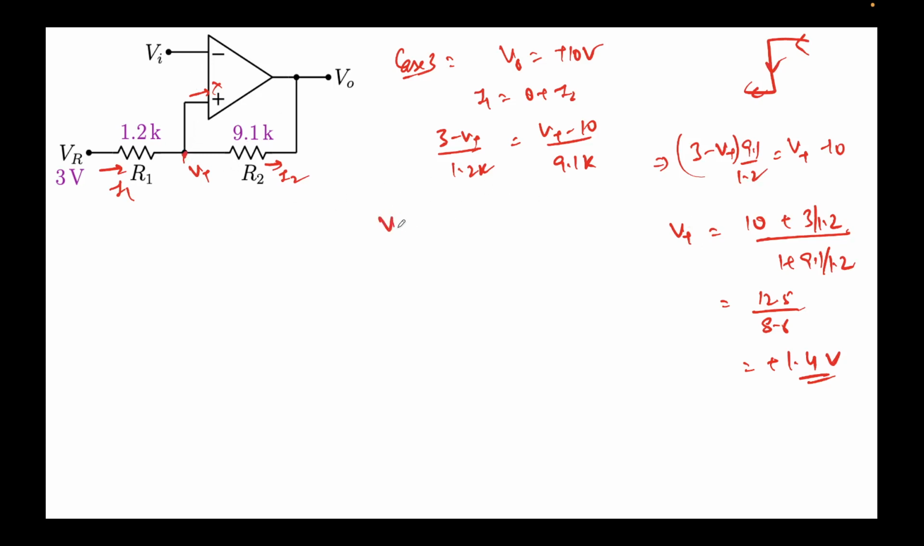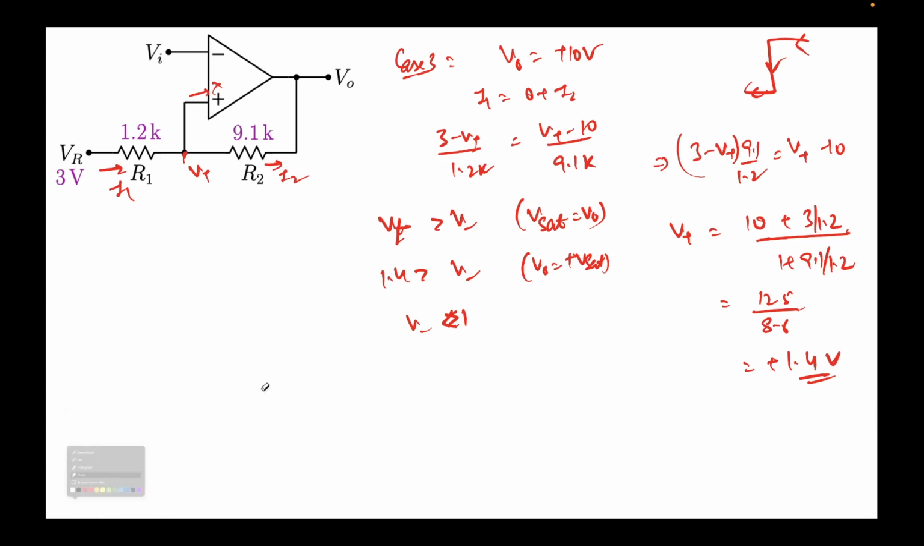So this will remain true when Vi is, so V plus, if it's larger than V minus, we'll stay at plus V sat, right? So what is the value of V plus? 1.4, should be greater than V minus, if V out has to stay at V sat. We are interested in the limiting condition. So when Vi is greater than, sorry, is, so just a second, let me correct this.